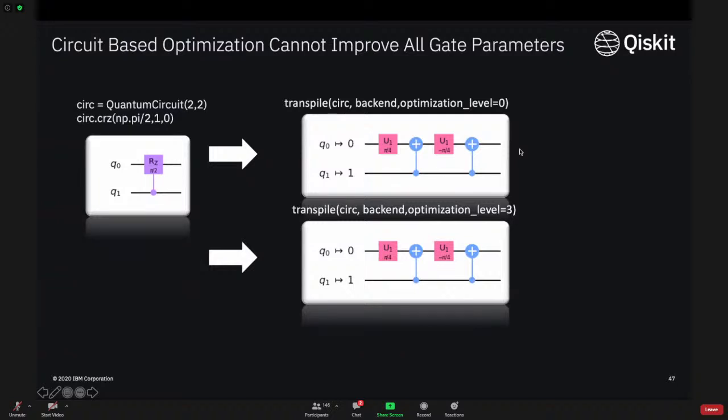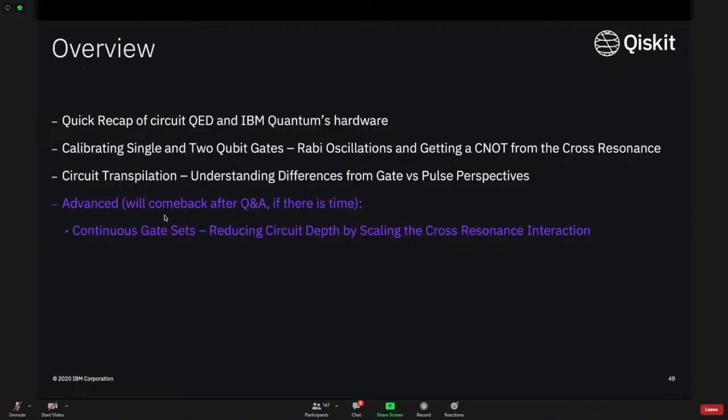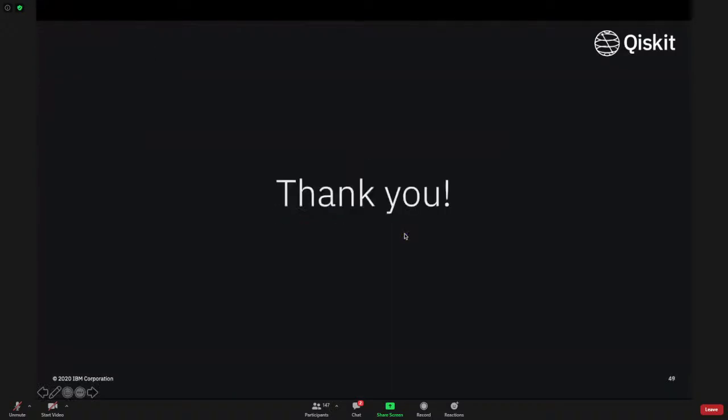I first want to jump to a Jupyter notebook in which I do some sort of live examples of Rabi oscillations and qubit frequency detunings. If we have some time, though, I'll come back to this sort of continuous gate set.